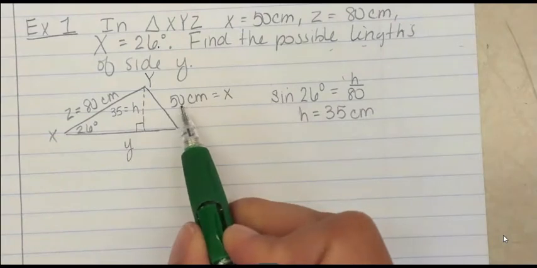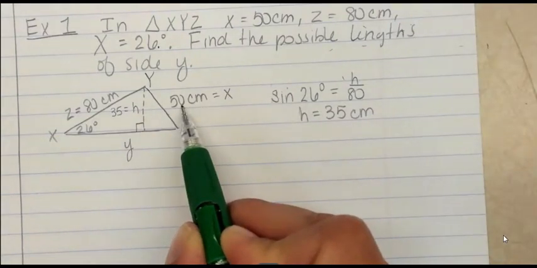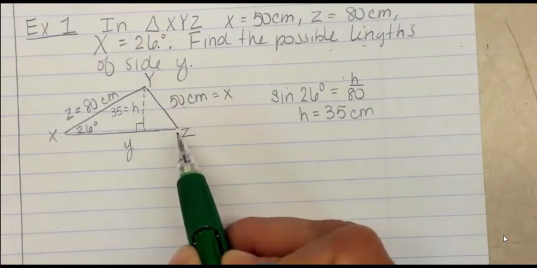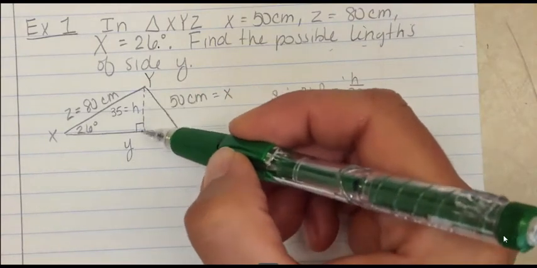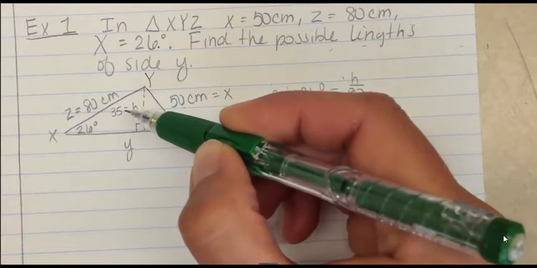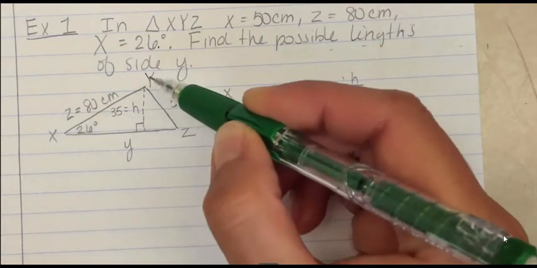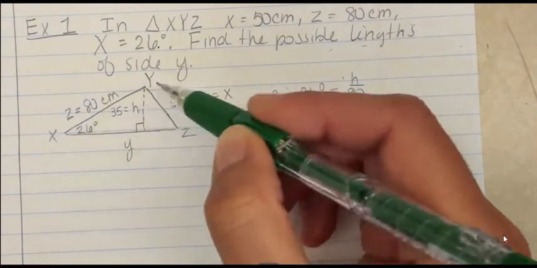Because let's say I had some number like, I don't know, 20 here. Then this side would be too short to even make a triangle. Again, the shortest third side that I could have is going to be 35. And if I have 35 centimeters as a side, then I have a right triangle. Here I've got 50, so I know that I definitely have one triangle can be formed.